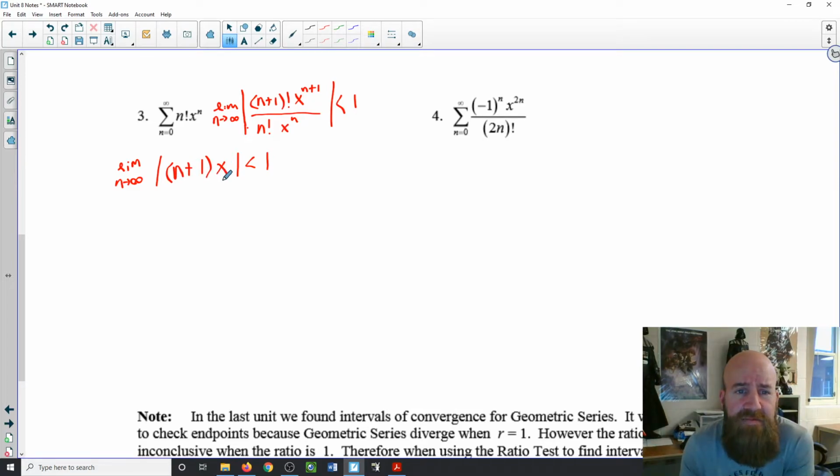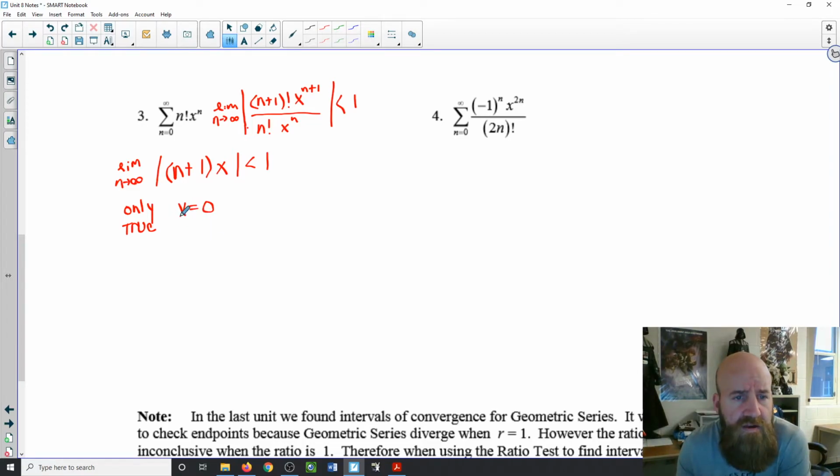we have infinity times x is less than 1. How is infinity times x going to be less than 1? So x has to equal 0. This is only true when x equals 0. This whole limit is only less than 1 then. So this is a special case because we don't have an interval of convergence.